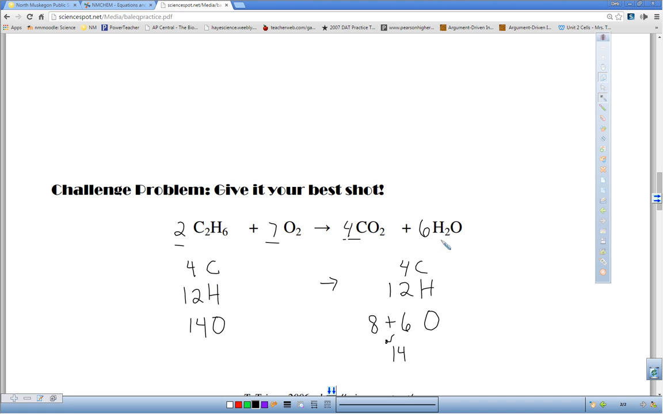And that is a pretty tricky one. That's how you balance equations. We're going to be doing a lot more of this, but I just thought I'd warm you guys up with this problem and see how you do on the handout.